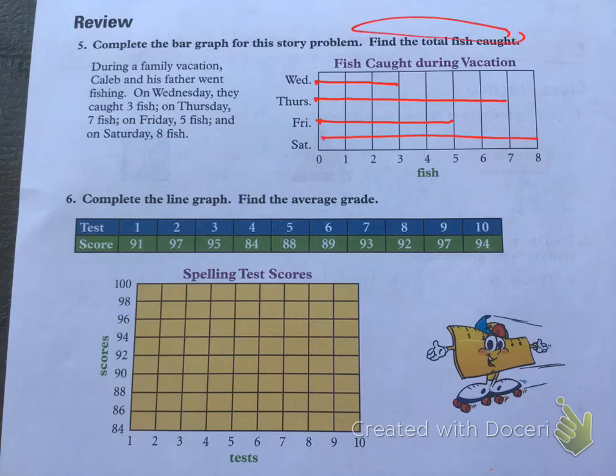Now, it does say find the total amount of fish that they caught. So that would be 3 plus 7 would be 10. Plus 5 is 15. Plus 8. 15 plus 8 is 23 fish. All right, the next one.